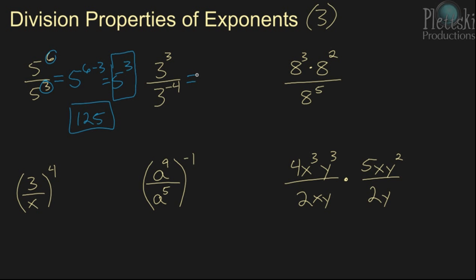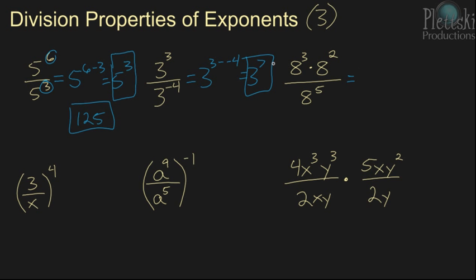Okay, the next example, 3 to the 3rd power divided by 3 to the negative 4th power. We notice they have the same base, so we can write 3 to the 3rd power minus a negative 4. Since it's a minus a negative 4, that's actually 3 plus 4. So that's going to give us 3 to the 7th power, and that'll be the answer for that one.